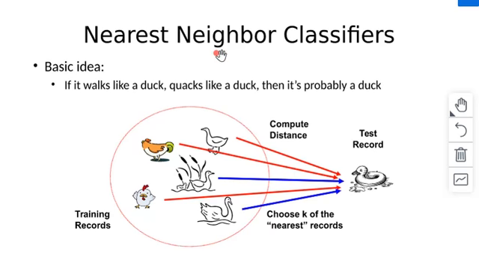Why nearest neighbor? It finds the closeness among the attributes. So the test instance will belong to the class label of the training instance which is closest to it. Here you can see we have a training record.